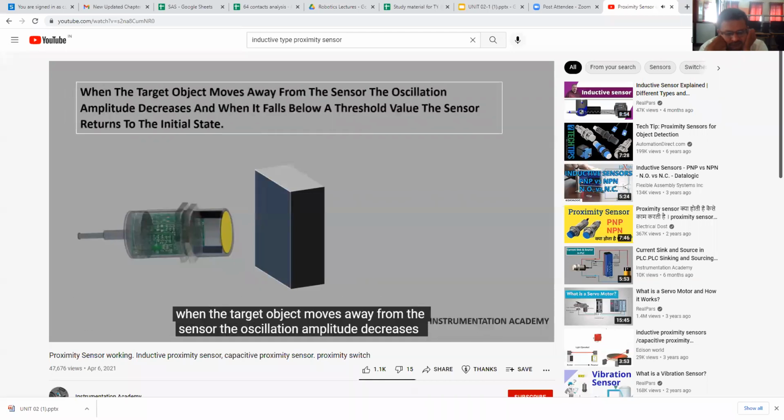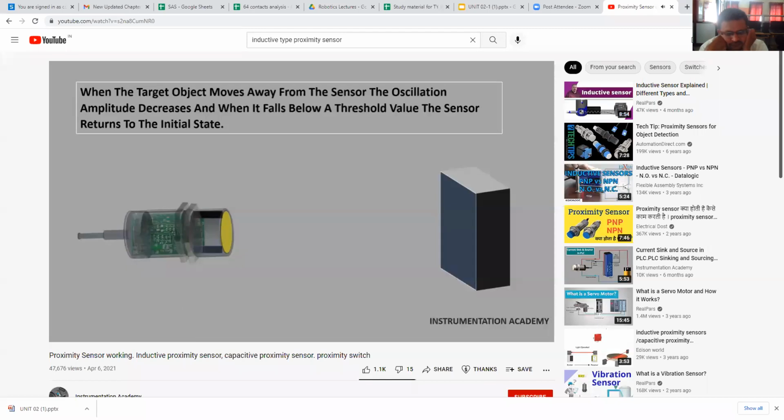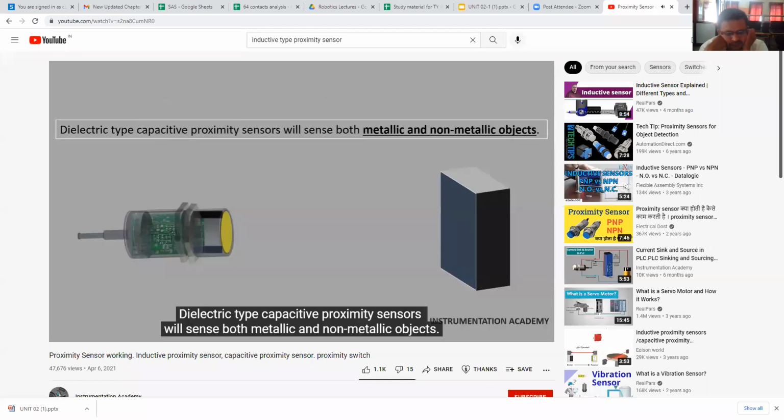When the target object moves away from the sensor, the oscillation amplitude decreases, and when it falls below a threshold value, the sensor returns to the initial state. Dielectric type capacitive proximity sensors will sense both metallic and non-metallic objects.